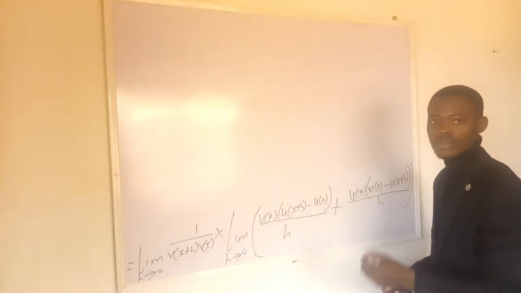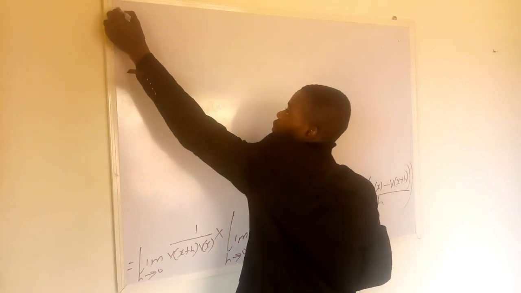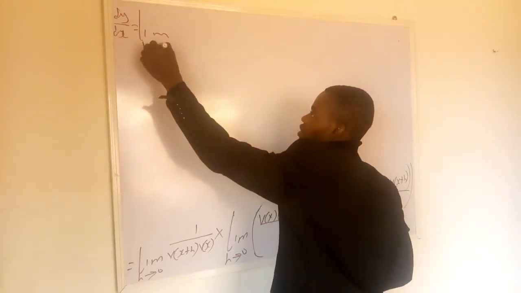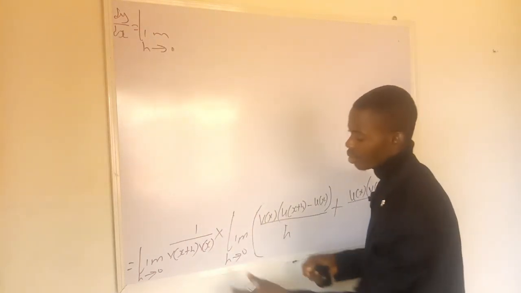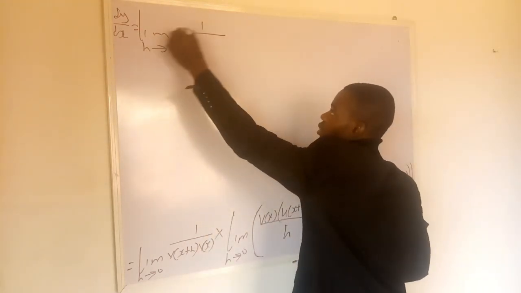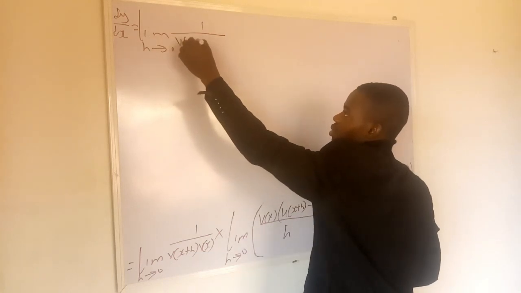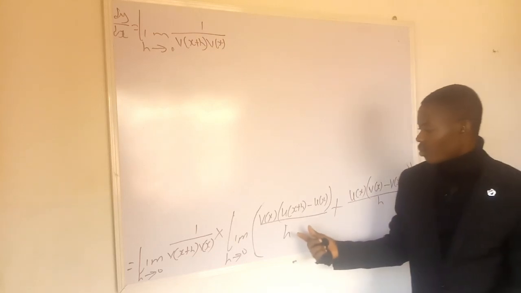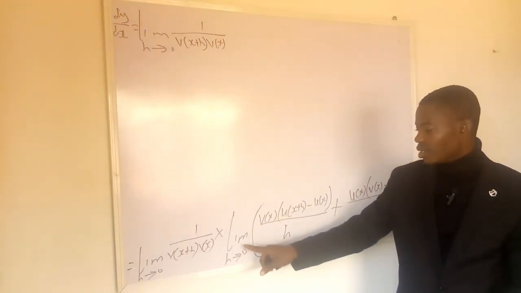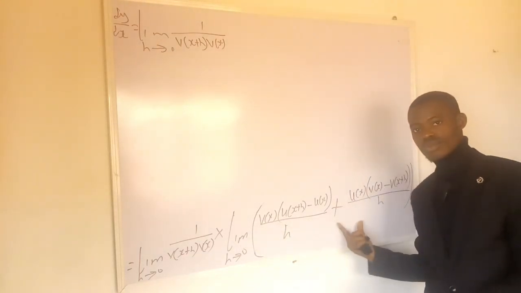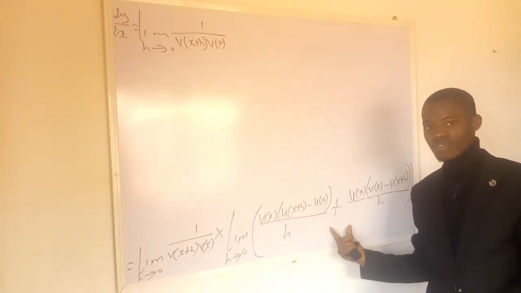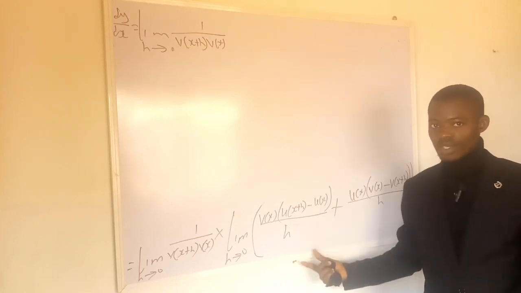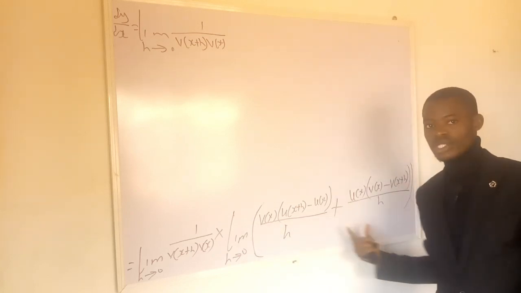Perfect. Now let's continue. We now have dy/dx equal to the limit as h approaches 0 of 1 divided by v of x plus h times v of x. So now what I will do next, as you can see, this is the limit outside two expressions that are adding themselves. Now from what we know of limits, the limit of an addition is the addition of limits. So I can distribute this limit over each term as well.